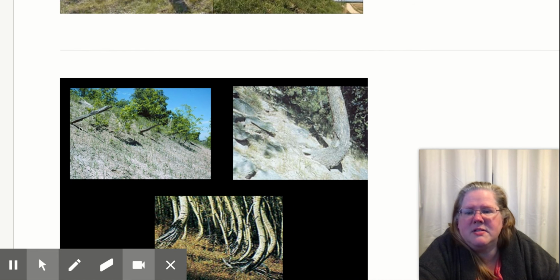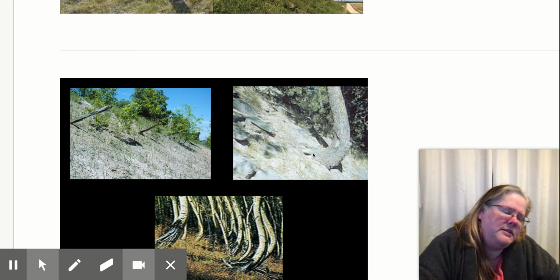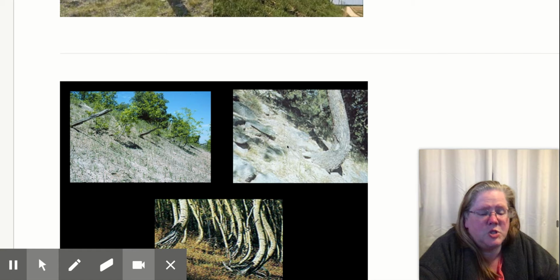And when that happens, see how this is going straight out? Well, this had been growing upright, and it crept down, and it went down sideways, and trees want to grow up, so you get a curve. If you see this, you know the side of this hill is slowly creeping down.